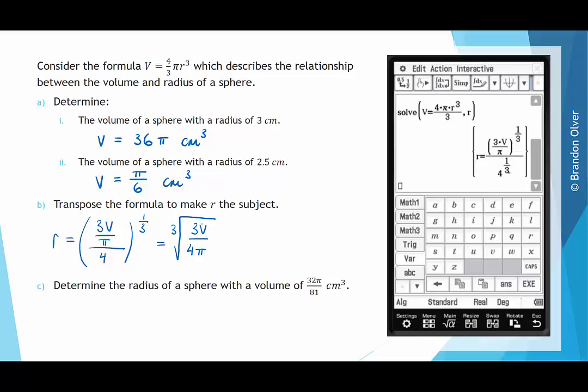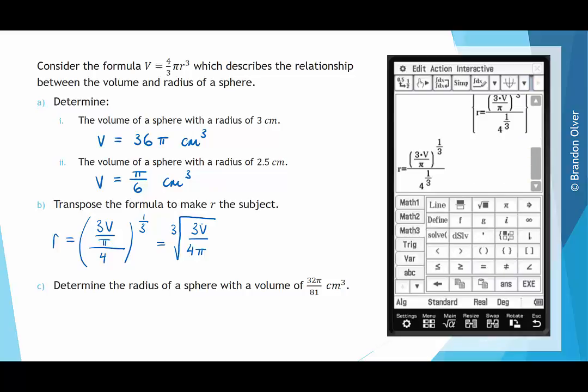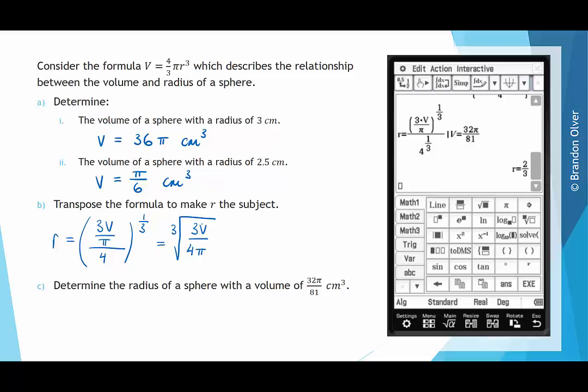Finally, for part C, we want to determine the radius of a sphere with a volume of 32 pi divided by 81 centimeters cubed. So to find the radius when we're given the volume, we can drag this formula down that we just found. And in Math 3, we can use that straight up and down line, which is the given that symbol. And this time we can go variables, capital V, and we know that that is equal to, so we use the equal symbol on the hard keyboard, 32 times pi divided by 81. So if we hit execute, we find that the radius is equal to 2 divided by 3 centimeters.